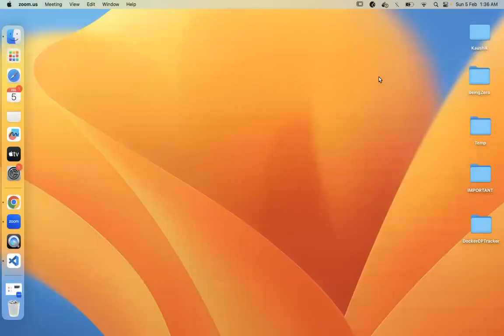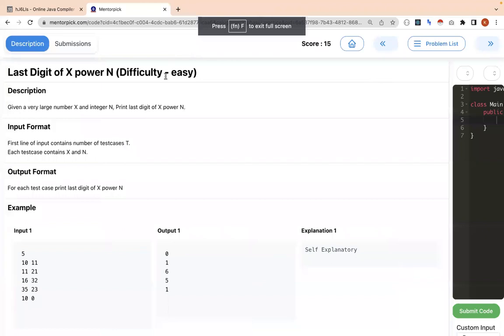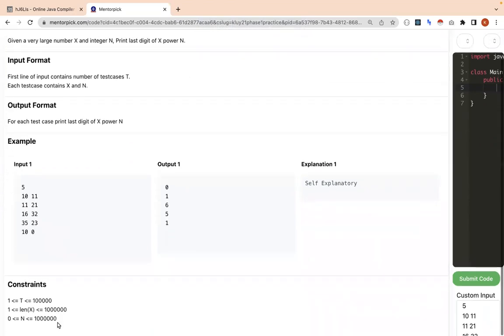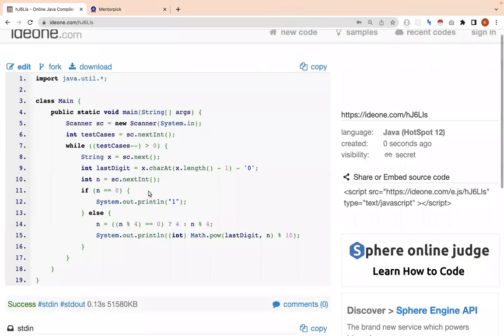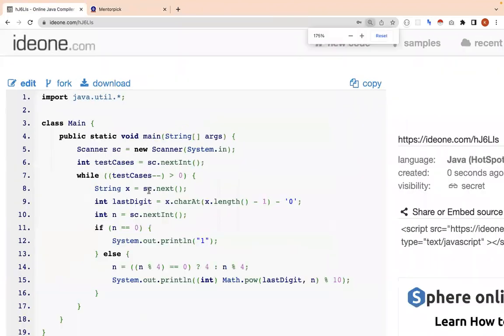Now let's quickly walk through the code. So this is the question where you are given a very large number x and an integer n. You have to print the last digit of x power n. The constraint we have already talked about. Let's walk through the code. So yeah, this is the Java code.